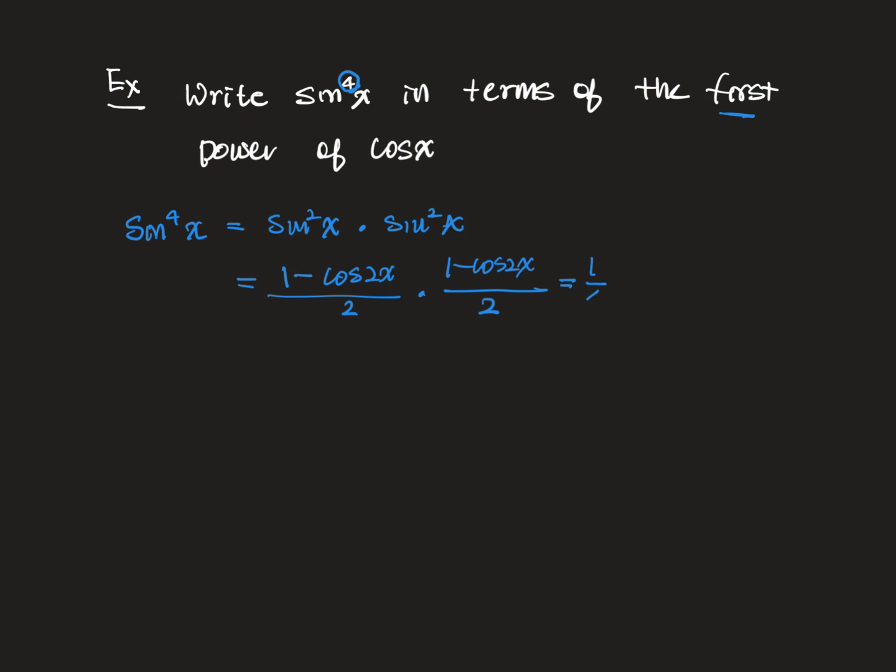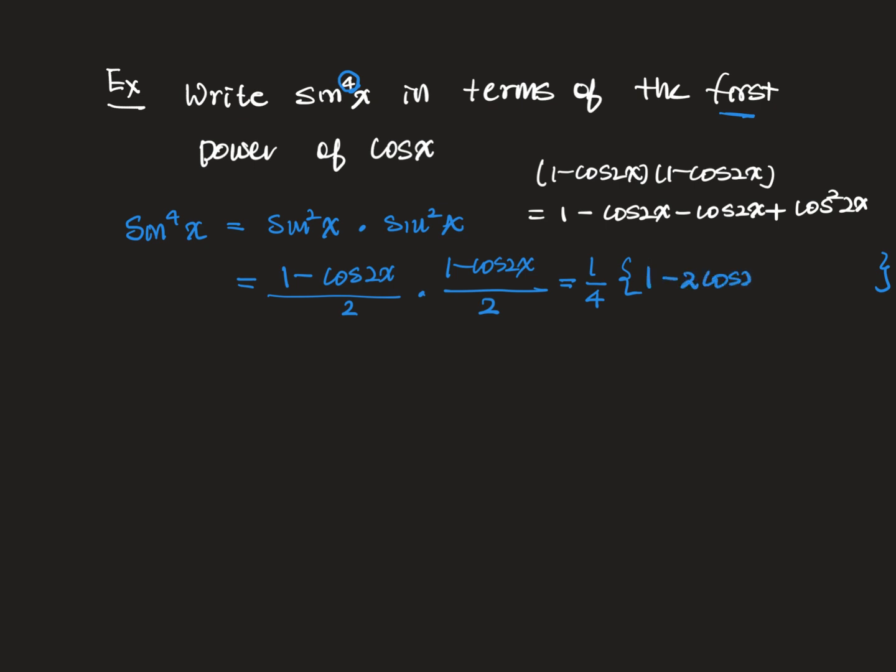So I'm going to put it outside. Okay, inside I expand it: 1 minus cosine 2x times 1 minus cosine 2x. This is going to be 1 minus cosine 2x minus cosine 2x plus cosine squared 2x. Okay? So here you have 1 minus 2 cosine 2x plus cosine squared 2x. Now you're going to see here is degree 1, here is degree 2. So we have to reduce one more time.